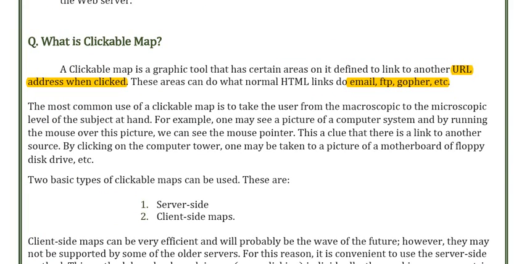Now, the clickable map. A clickable map is a graphical tool that has certain areas defined as links to other URLs, and when clicked, it will open another page. That means you have some sections in the map. Suppose you click on a country and it opens another tab with new information. This is known as click map technology. Those are HTML links, like email, FTP, etc.